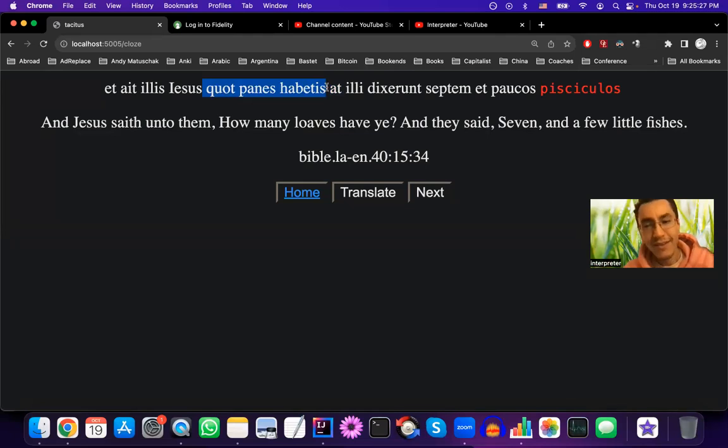So. Don't worry about the lack of punctuation. It'll make you see the conjunctions more. You're going to rely on the conjunctions like "at," or you rely on "ait" to say, "Ah, here's a quote coming, here's speech." So whoever's speaking is going to be addressing habetis, ye, you, vos.